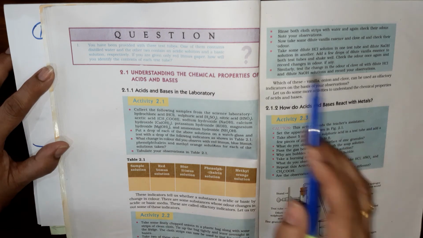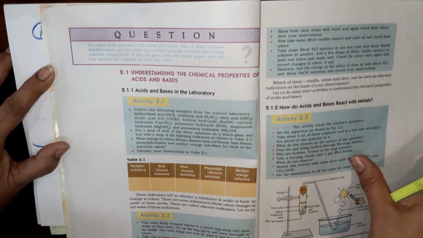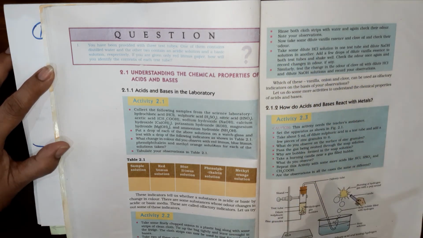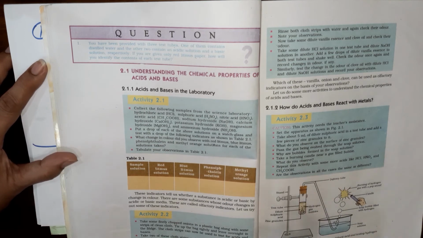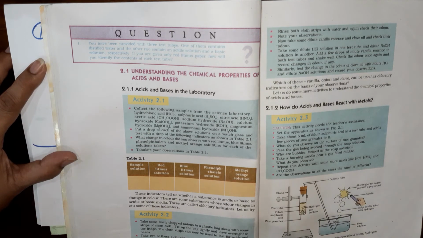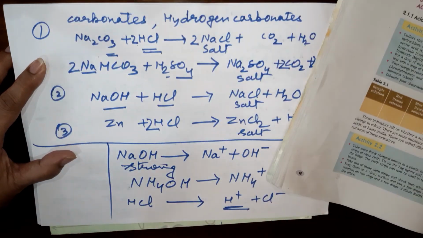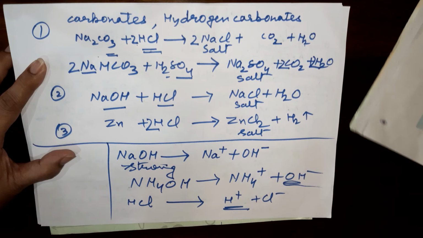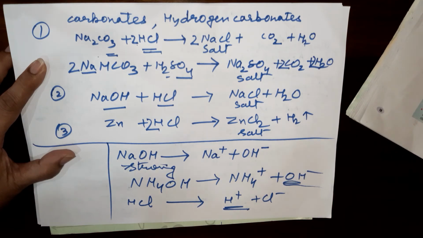Now 2.2 also you can do, because that is again the same thing: a few drops of HCl solution on one strip and NaOH solution on the other strip. So what do you observe? These activities you can try yourself.